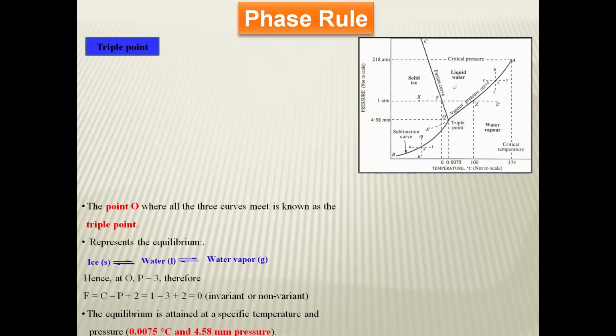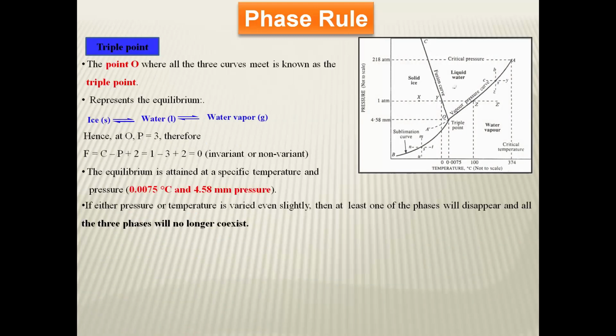Next is the very important point, that is the triple point. As you can clearly see, all the three curves I discussed, that is the fusion curve, vapor pressure curve and sublimation curve, meet at a common point, that is the triple point. All the curves meet at this common point, and this point represents the equilibrium between all the three phases, that is, all the three phases coexist at this one point, which is known as the triple point.